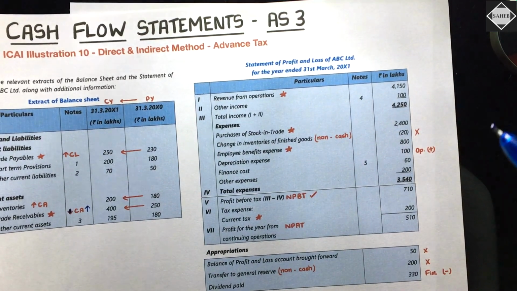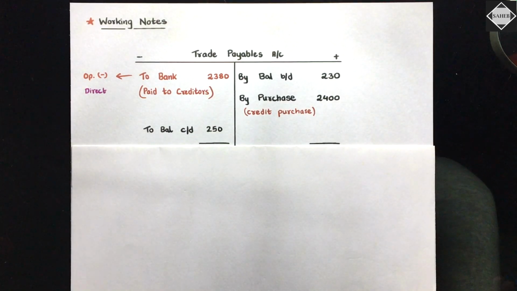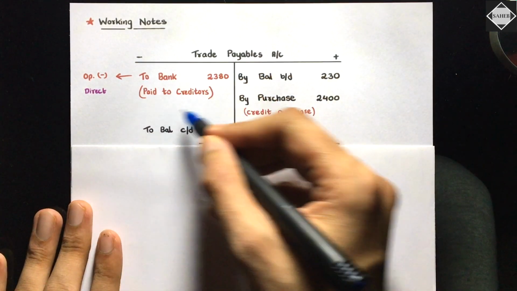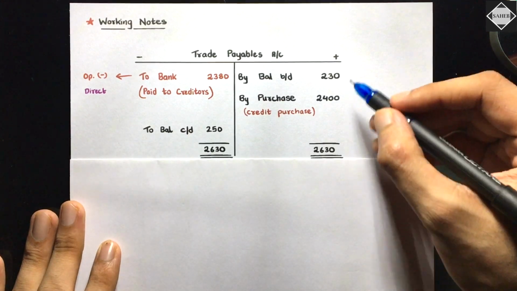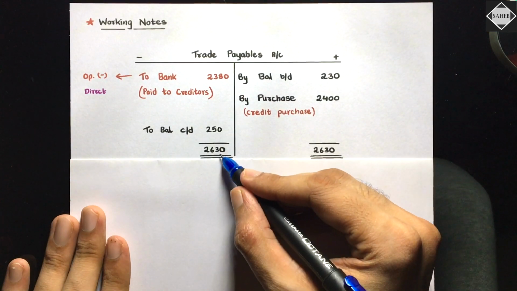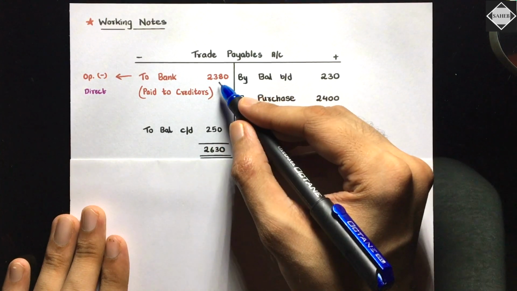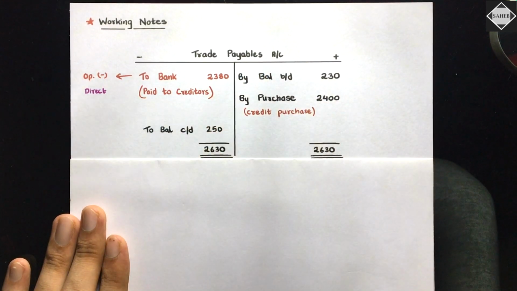Always remember, if the question is silent regarding cash or credit, always assume completely on credit. So 2,400 we took over here. Then we just balance this account and find out how much money has been paid to creditors or trade payables. 2,400 plus 230, that's 2,630. 2,630 over here also. 2,630 minus 250, that's equal to 2,380. Is that clear? That's the money that has been paid to trade payables.